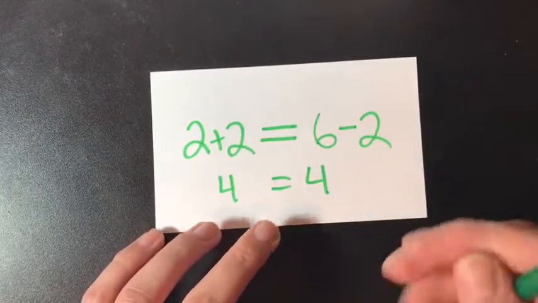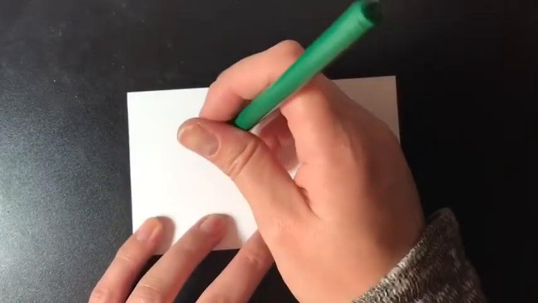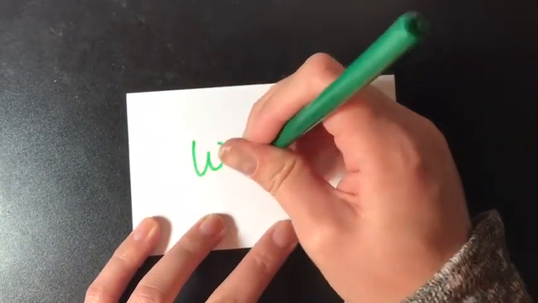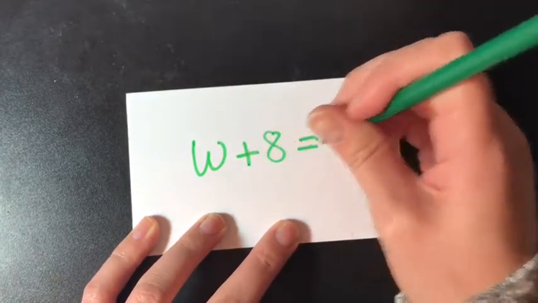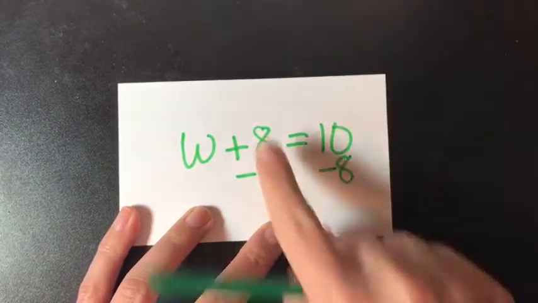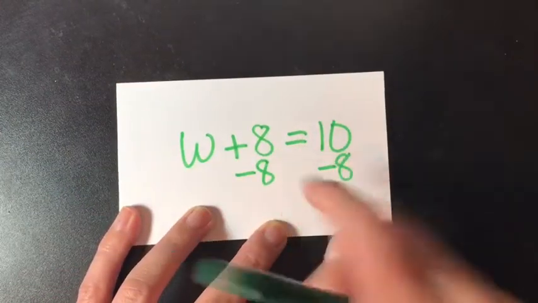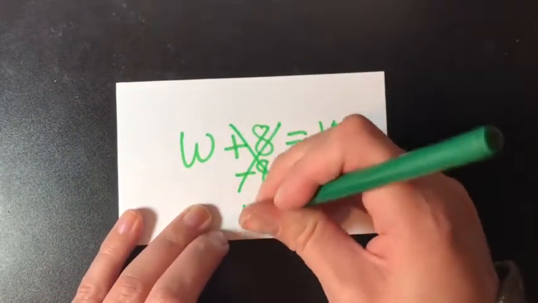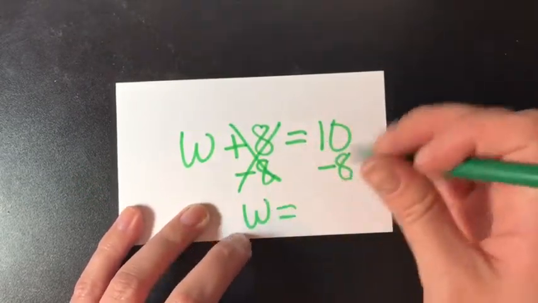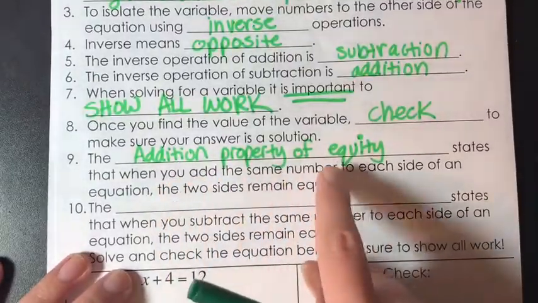Also, you hear Miss Madera say often, what I do to one side, I got to do to the other side. So, if I have an equation like W plus 8 equals 10, I subtract 8. I did the inverse operation on this side, I got to do the same to the other side of the equation. This cancels out, leaving me isolated, and 10 minus 8 is 2. There's my isolated variable value. So back to the notes. This is just the math law stating what it is.